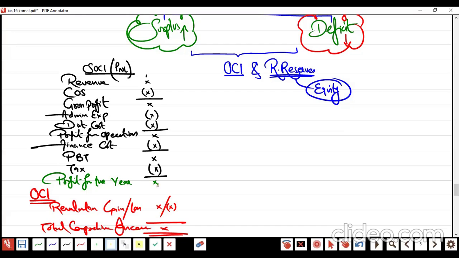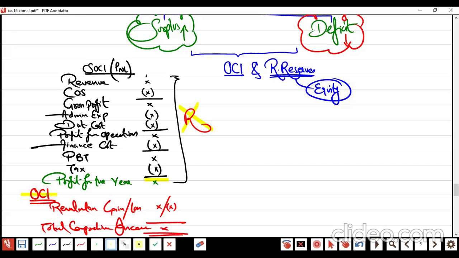Until the profit for the year, we don't care, we will not look for revaluation. In the income statement, revaluation is not going to come. Got my point? Revaluation is not part of the income statement. It is part of OCI. And OCI is after profit for the year. Got it or no?